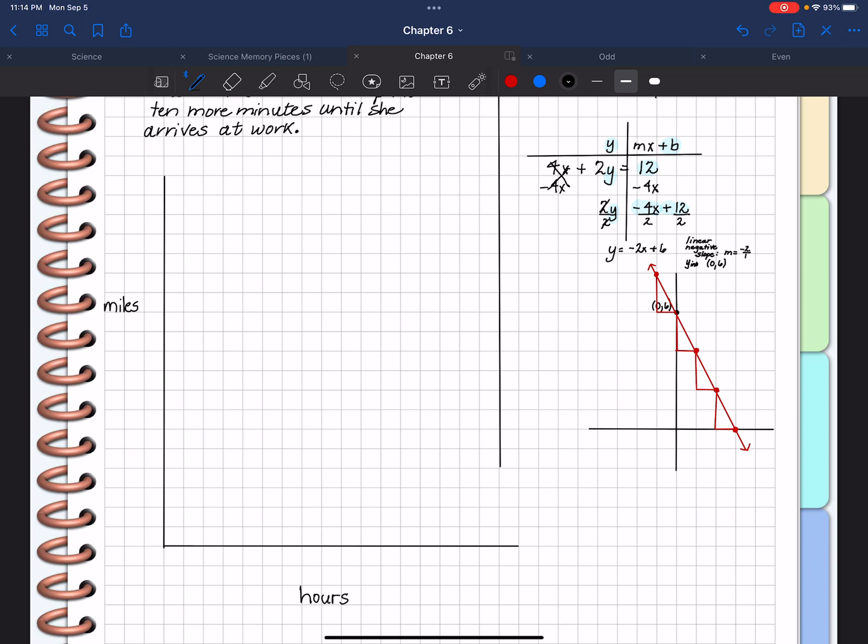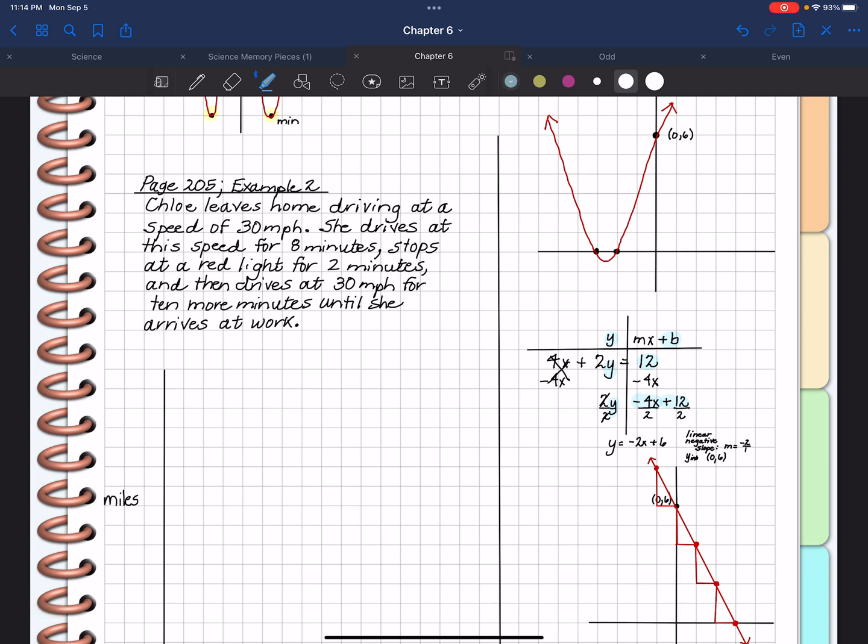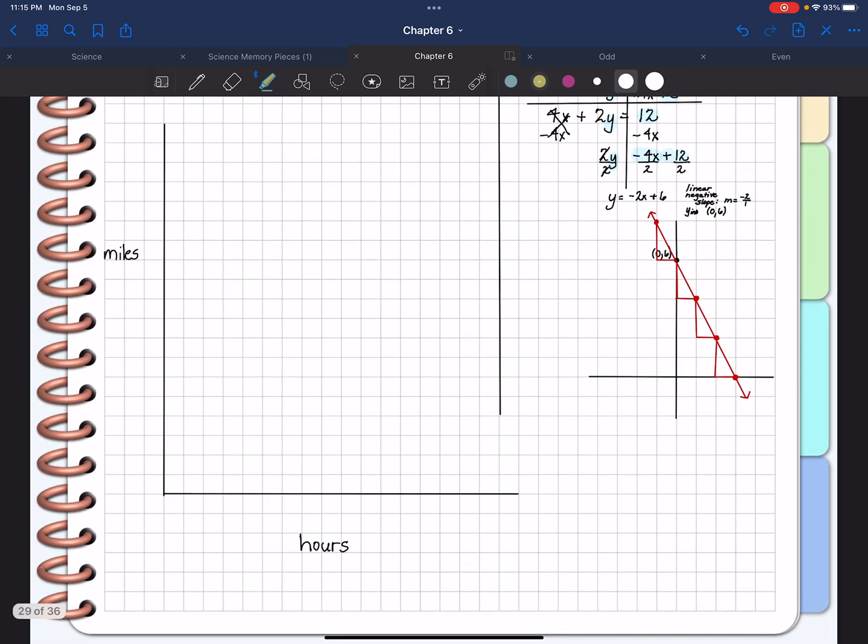Now I am going to work with the hours just a little bit because it doesn't take her an hour to get to work. Let's look at the driving times. I'm not going to just assume that you're following me. She drives for 8 minutes, stops at a red light for 2 minutes, and then 10 more minutes to work. So 8 plus 2 is 10, and 10 more is 20 minutes. So even though the ratio is miles to hours, I don't want hours. I want to make my independent variable be in terms of minutes.